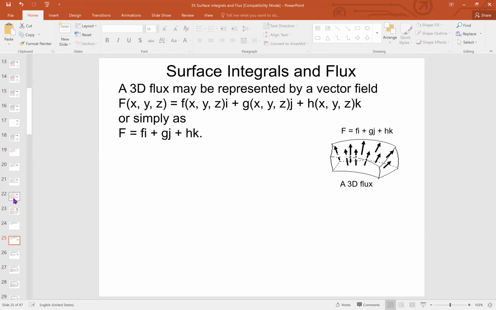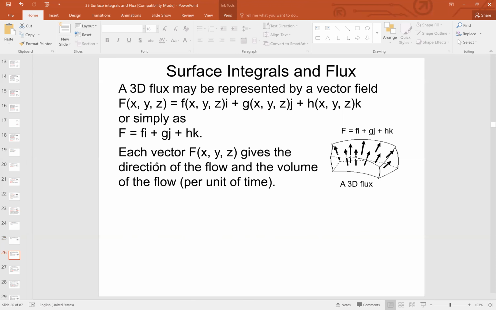Flux. Okay, now let's talk about the flow. A flow I can represent in three-dimensional space by ijk components, and I can have three vector-valued functions f, g, h for the ijk components correspondingly. They look like a bunch of arrows in space, pointing in different directions.